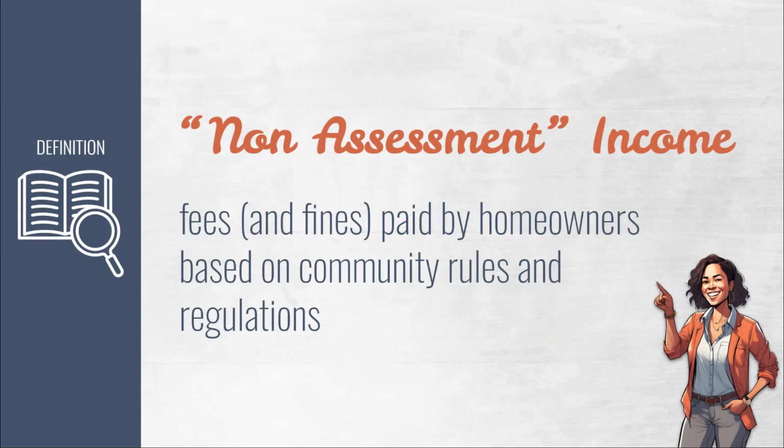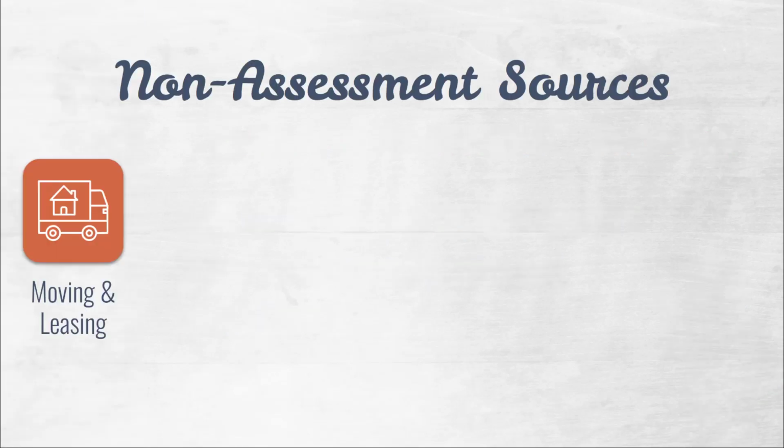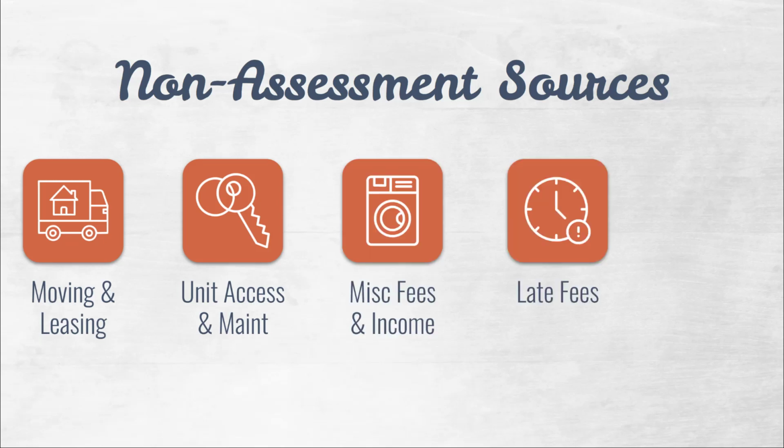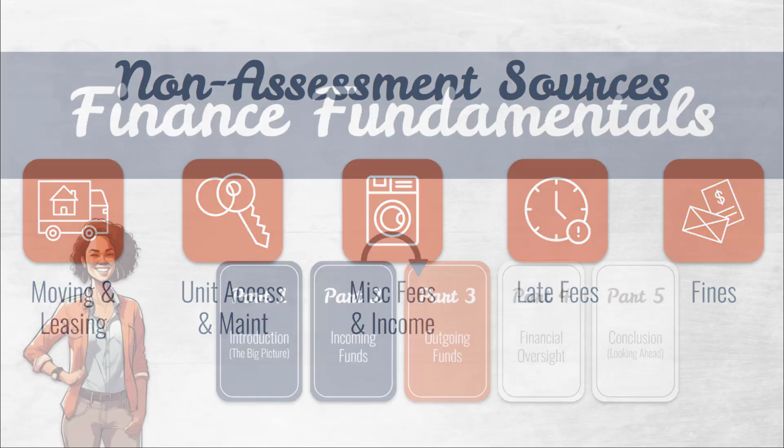Finally, the third and final source of incoming funds covered in this series is non-assessment income, which are fees and fines paid by homeowners based on community rules and regulations. Some examples of sources of non-assessment income are moving fees, in-unit maintenance requests, income from things like storage and laundry room fees, late assessment payment fees, and fines for rule violations. This money supplements the regular assessments and helps cover the costs of maintaining the community. However, it's important to note that this is a much smaller portion of the overall association income compared to the regular assessments. That's it for part 2 of this series.